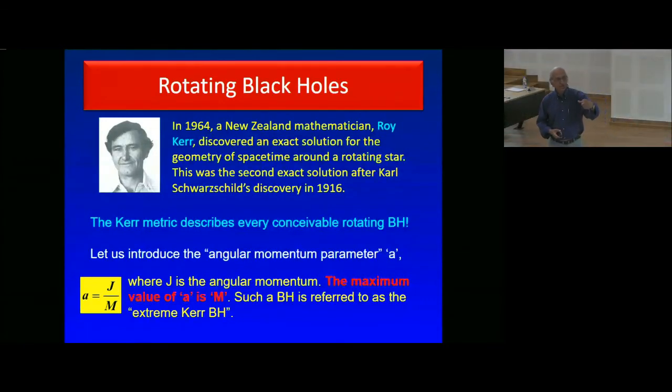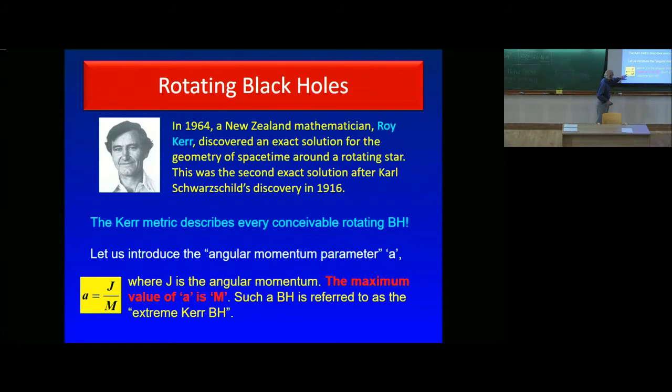Now, as you will see, for a black hole of a given mass, there is a maximum possible value for the angular momentum, a max. You'll see what that a max is in a minute. And a black hole with that maximum possible angular momentum is referred to as the extreme Kerr black hole. These are all things that are very relevant in the context of mergers of black holes.